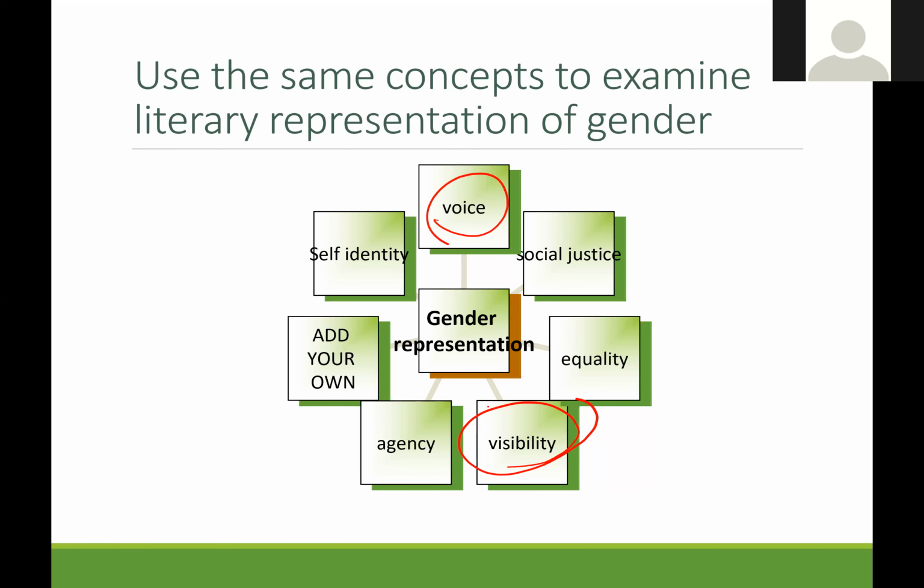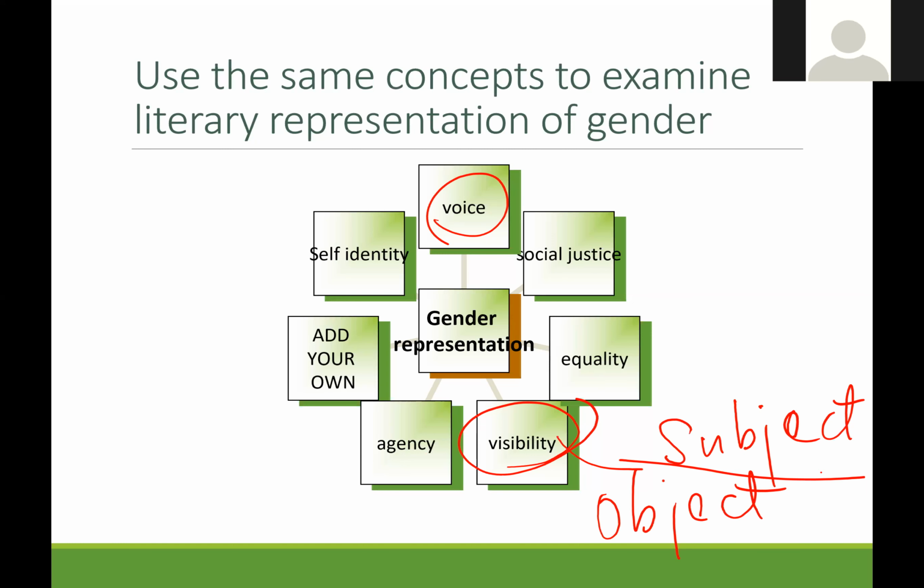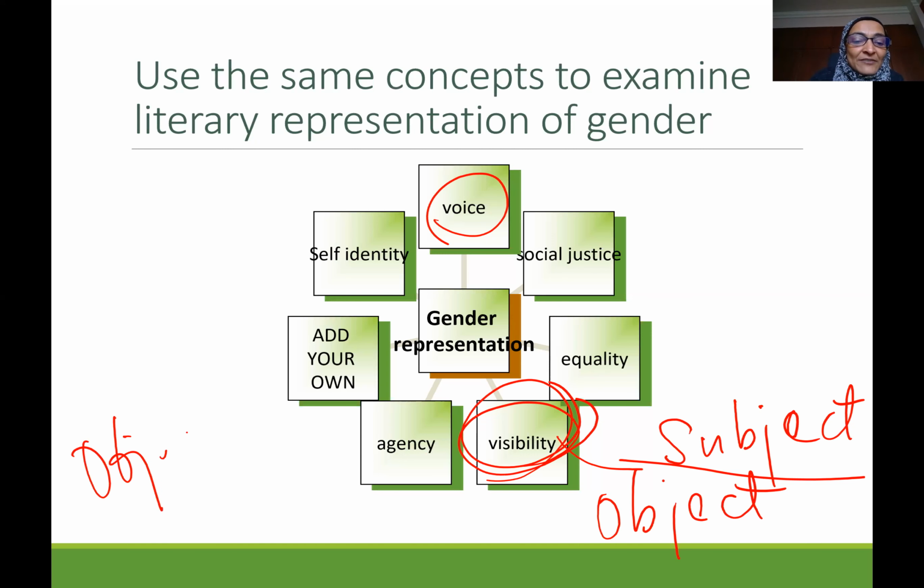Well, physical, I think a little, since her figure was given. But is her physicality as a subject or as an object? Object. Probably mostly an object. So this is not visibility. This is a sense of objectification.